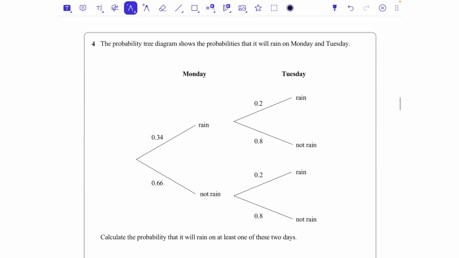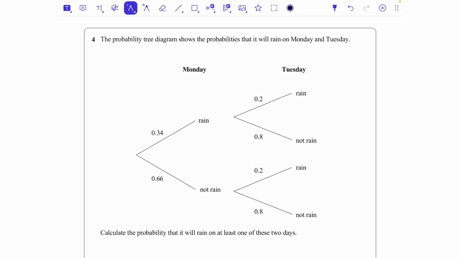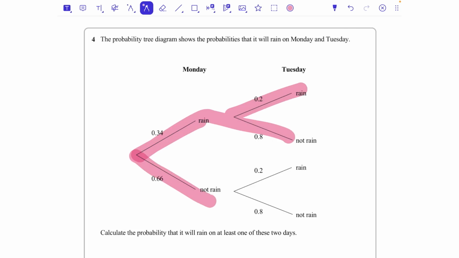Question number 4. The probability tree diagram shows the probability that it will rain on Monday and Tuesday. Calculate the probability that it will rain on at least one of these 2 days. Okay, so at least one day means we want it to rain on either one or both days. So we want rain, rain, or we want rain, not rain, or we want not rain, rain. But the only one we're not interested in is this bottom pathway. So we don't want not rain, not rain.